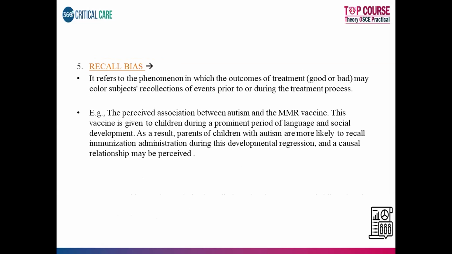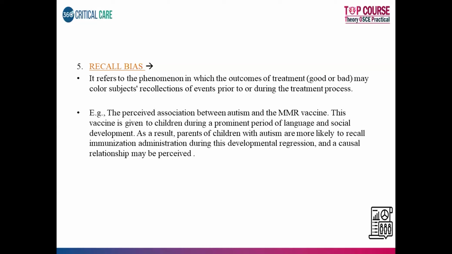Now coming to the recall bias. It refers to the phenomenon in which the outcomes of treatment, whether good or bad, may color the subject's recollections of events prior to or during the treatment process. An example for this would be the perceived association between autism and the MMR vaccine. The MMR vaccine is given to children during a prominent period of language and social development. As a result, parents of children with autism are more likely to recall immunization administration during this developmental regression, and a causal relationship may be perceived.